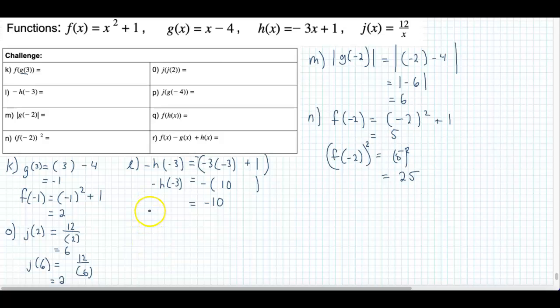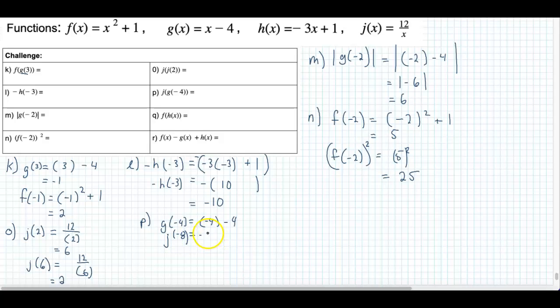Here we are, P: j of g of negative 4. Let's see what g of negative 4 is. G of negative 4 is equal to the input minus 4. So negative 4 minus 4 is negative 8. So what is j of negative 8?